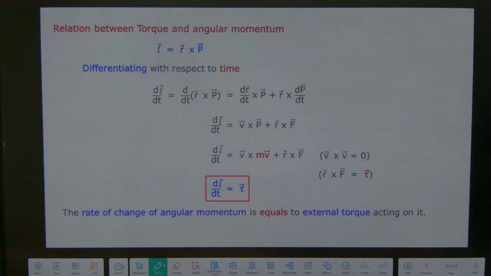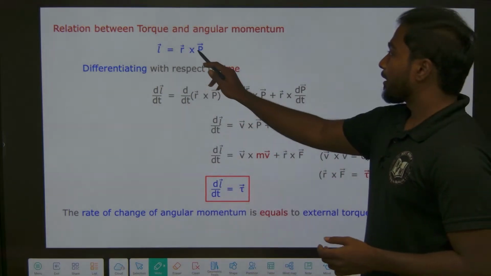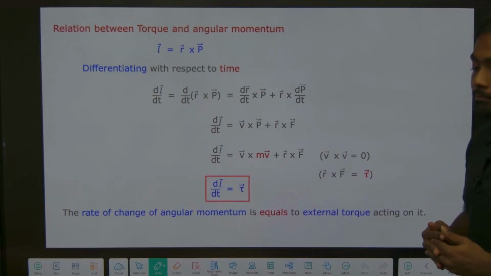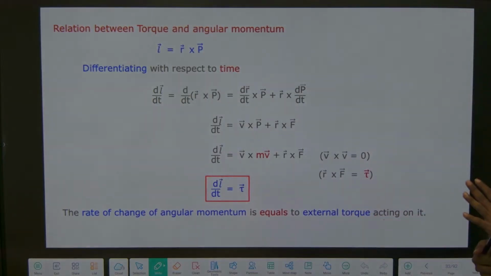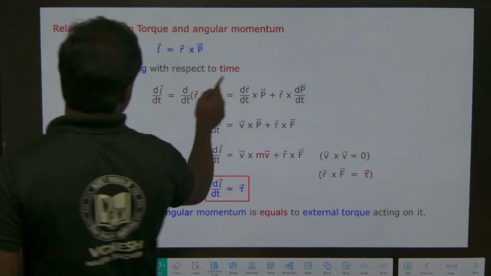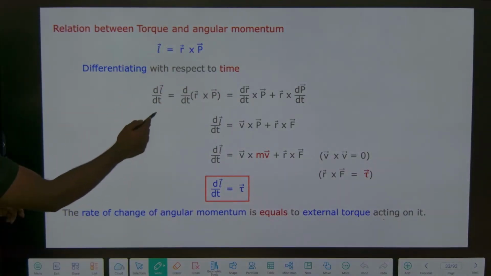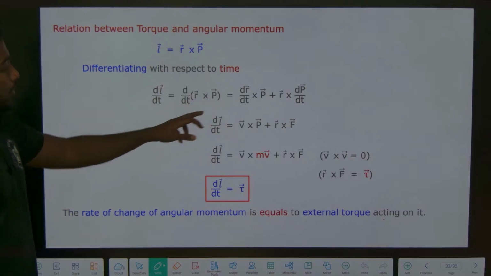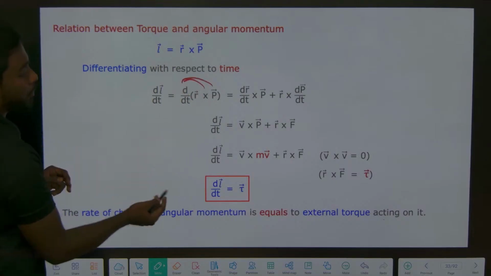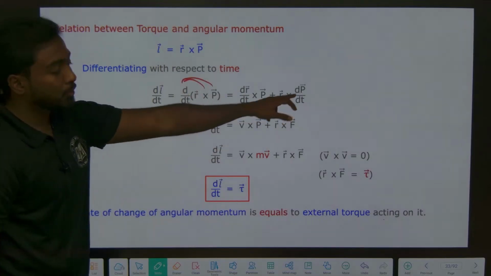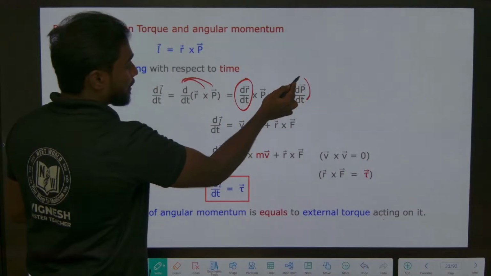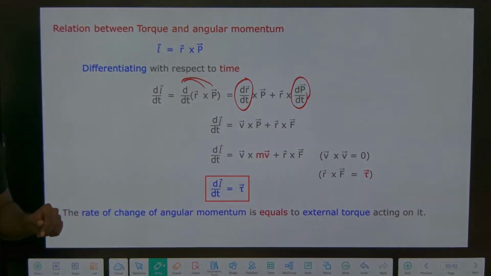Now the relation between torque and angular momentum. L is equal to r cross p. What is p, the momentum formula? m v, mass into velocity. Differentiating with respect to time on both sides, dL by dt is equal to d by dt of r cross p, which gives dr by dt cross p plus r cross dp by dt. What is dr by dt? Velocity. What is dp by dt? Force.